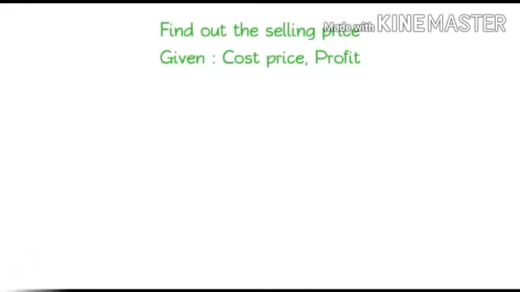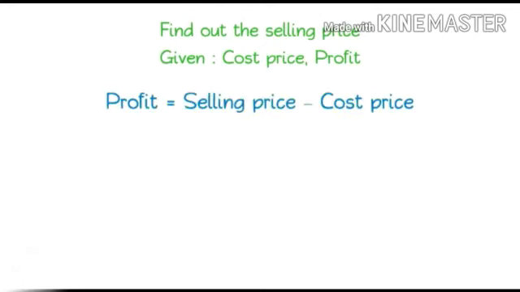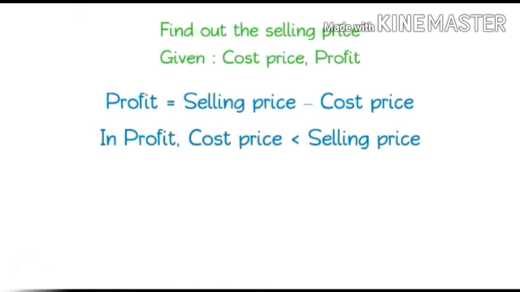How will you find the selling price when cost price and profit are given? We first write the formula, that is profit is equal to selling price minus cost price. We know that when there is a profit, cost price is lesser than selling price. So, cost price plus profit is equal to selling price.